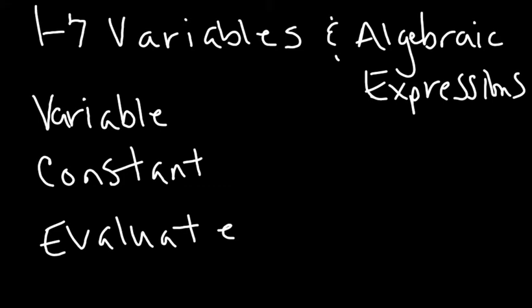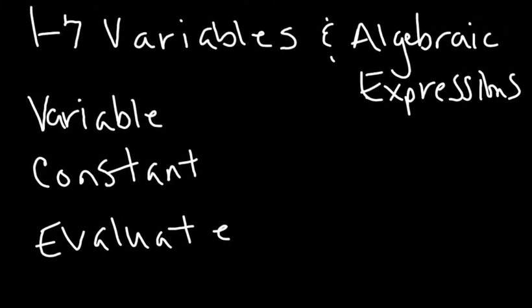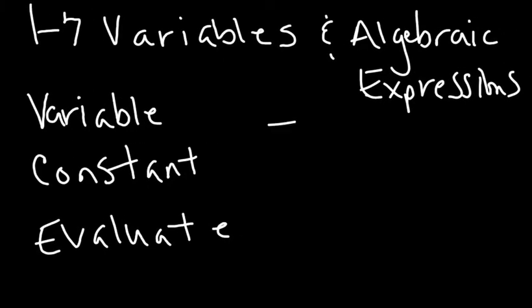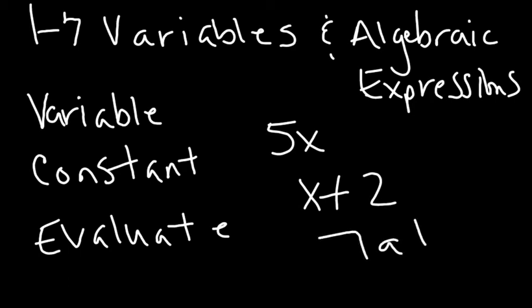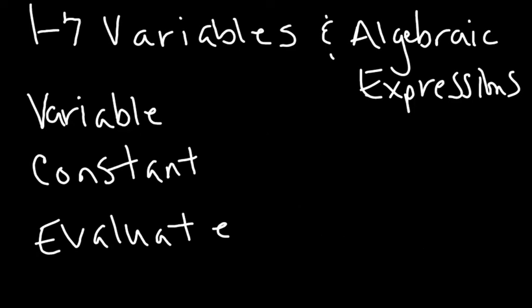An algebraic expression is anything that has a variable in it. So, 5x, that's an algebraic expression. X plus 2, that's an algebraic expression. 7a plus b, that is an algebraic expression. Algebraic expressions have variables in them.